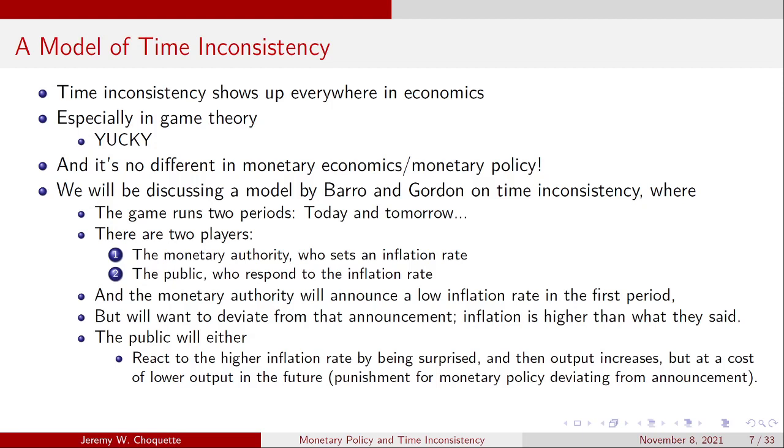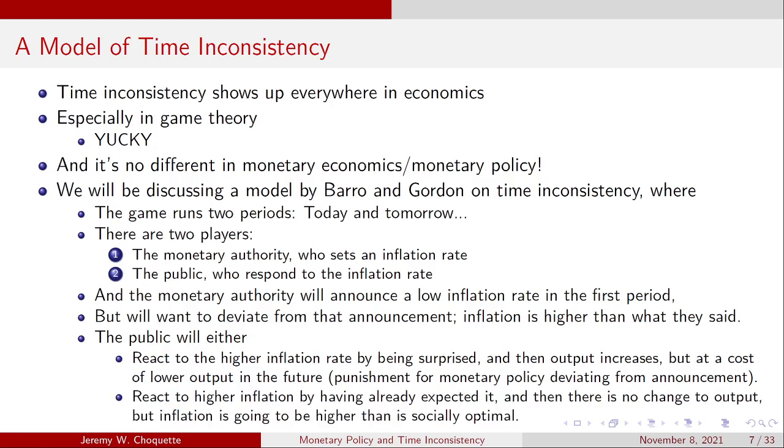We can sort of think of this as a punishment for monetary policy deviating from their announced inflation rate. It's what's known as a trigger strategy. They could also react to higher inflation by having already expected it.